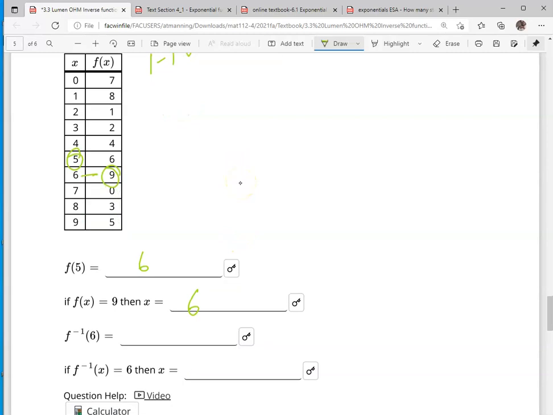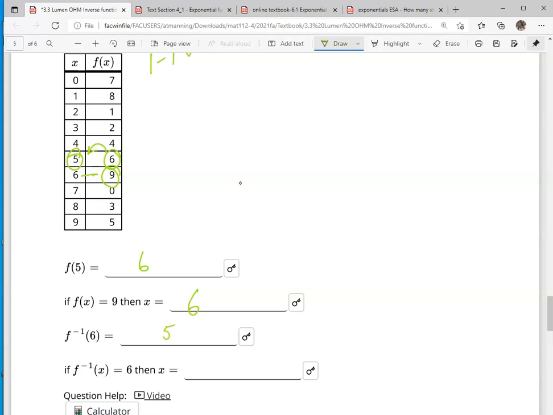f inverse of 6 is, well, what that's asking for is what value of x would give me a 6 in the original function. Well, I got a 6 when I fed it an x of 5. Therefore, the inverse function, given 6, will take me back to 5.